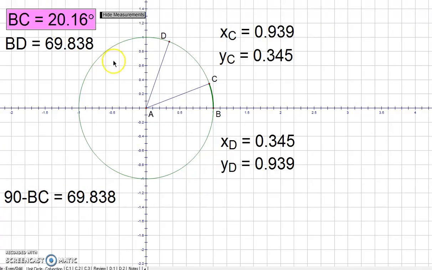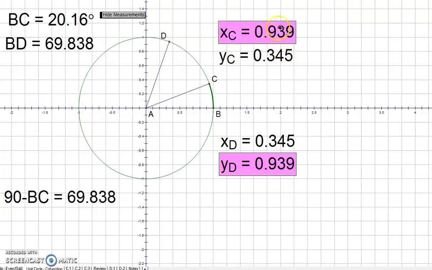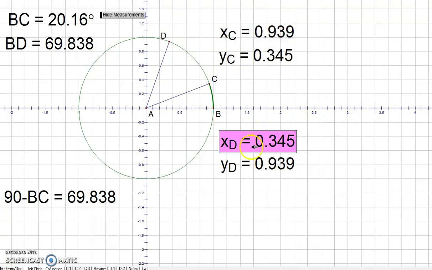Okay, so our angles up here, we have BC being 20 degrees. So this angle right here is 20. BD is around 70, so that's this whole angle right here. Here's what I want you to notice. Point C, the x value is 0.939. And if I look at point D, the y value is also 0.939. So this up on top is equivalent to cosine of 20, and down here is equivalent to sine of 70. And it works the other way too: cosine of 70 equals sine of 20.